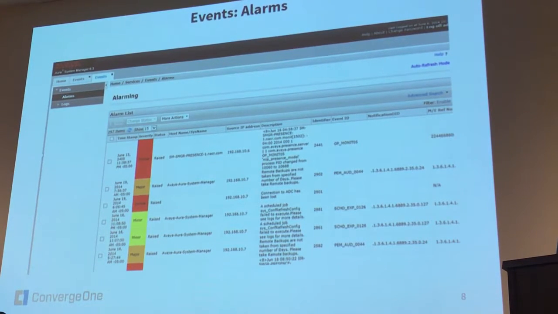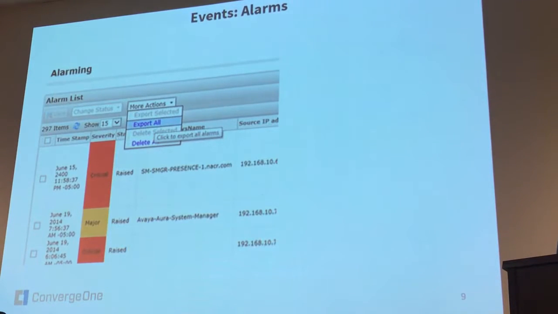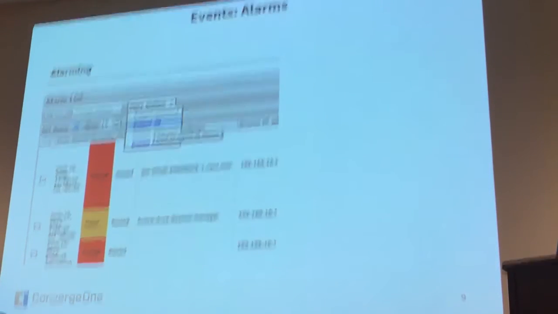There's very little you can do with alarms more than just try to fix the problem. With alarms, you get to see the severity and status of the alarm, the source of the alarm, the IP or host name of that source, and then a description of the alarm. And there's not much you can do more than just probably delete the alarm. If you delete the alarm and it's an active alarm, it's going to come up again.